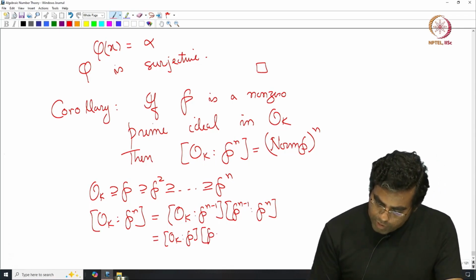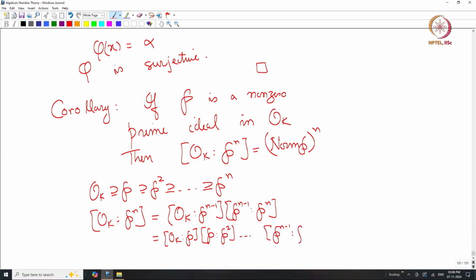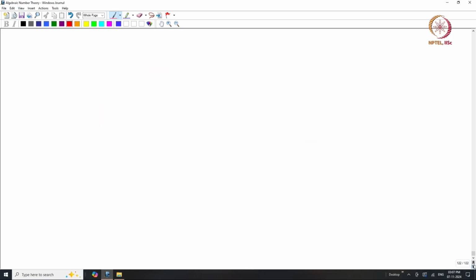So, the next term here is P, P squared and so on up to P to the n minus 1, P to the n, but we know that each of these indices is the same as the index of OK to P to the n, which is the norm of P to the power n. Okay. So, that is quite nice, and this already proves that the norm of P to the n is this. So, the norm is multiplicative for powers of primes at least, right. So, that is the corollary here, all right.